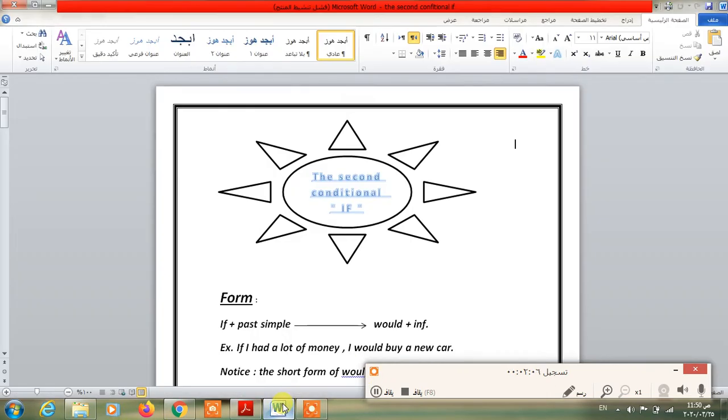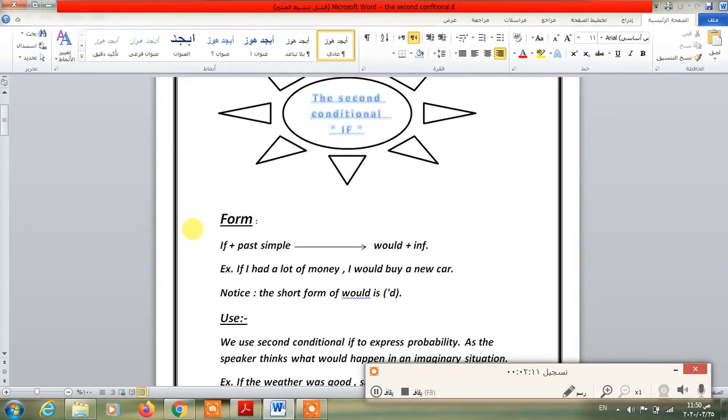That's what we call the second conditional if. The form of this conditional is if plus past simple tense, plus would plus the infinitive of the verb. For example, if I had a lot of money, I would buy a new car. Notice that the short form of would is apostrophe D. Apostrophe D is the short form of the helping verb would.